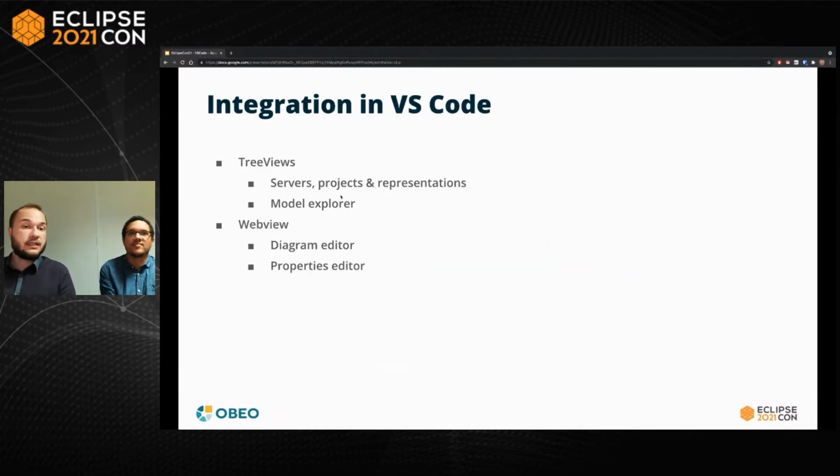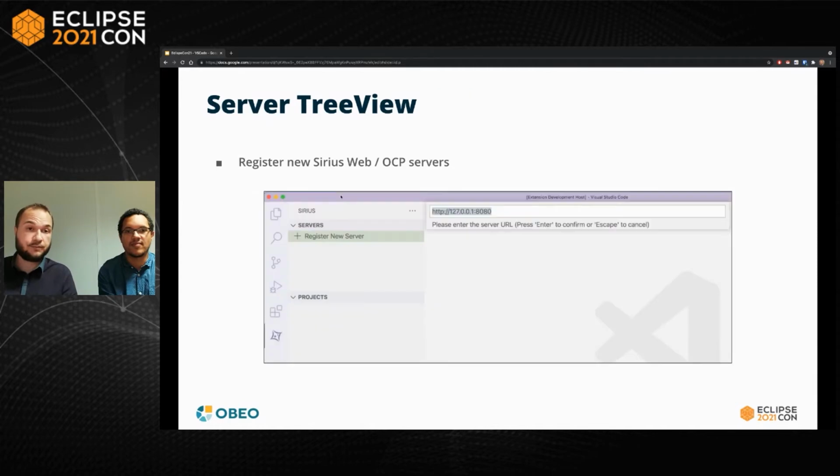Okay, so the integration in VS Code will be detailed in 4 steps. First, we will see the basic principles to create a new VS Code extension. Then we will create multiple VS Code tree views to manipulate Sirius Web servers, projects, and representations. After that, we will show a tree view for the Model Explorer, just like in Sirius Web. And finally, we will create a web view to display graphical editors, such as diagrams and properties.